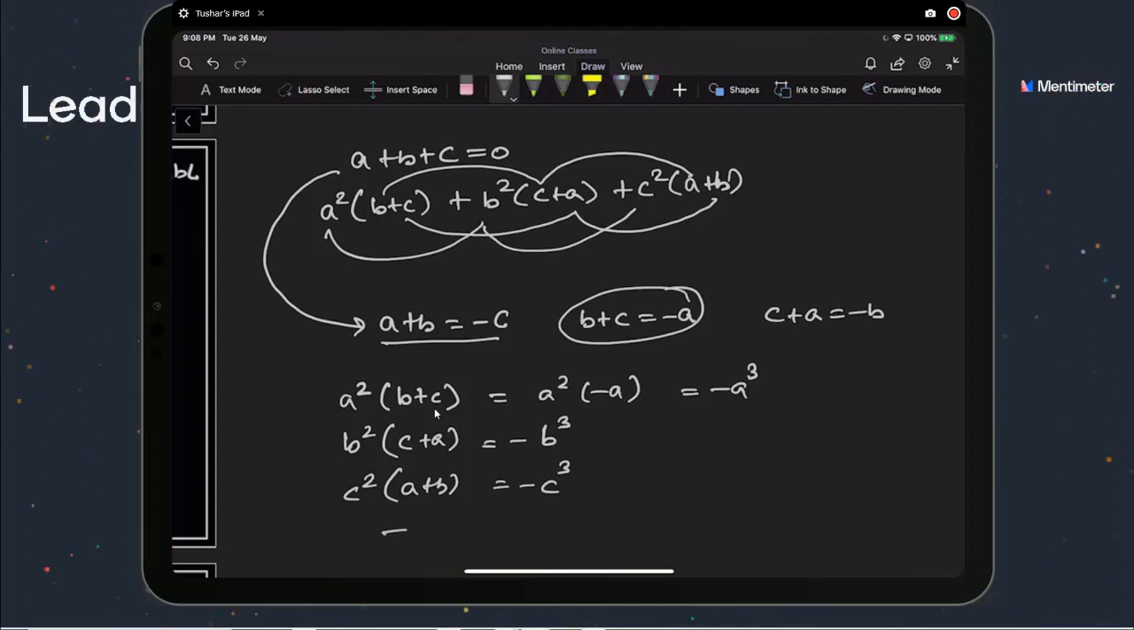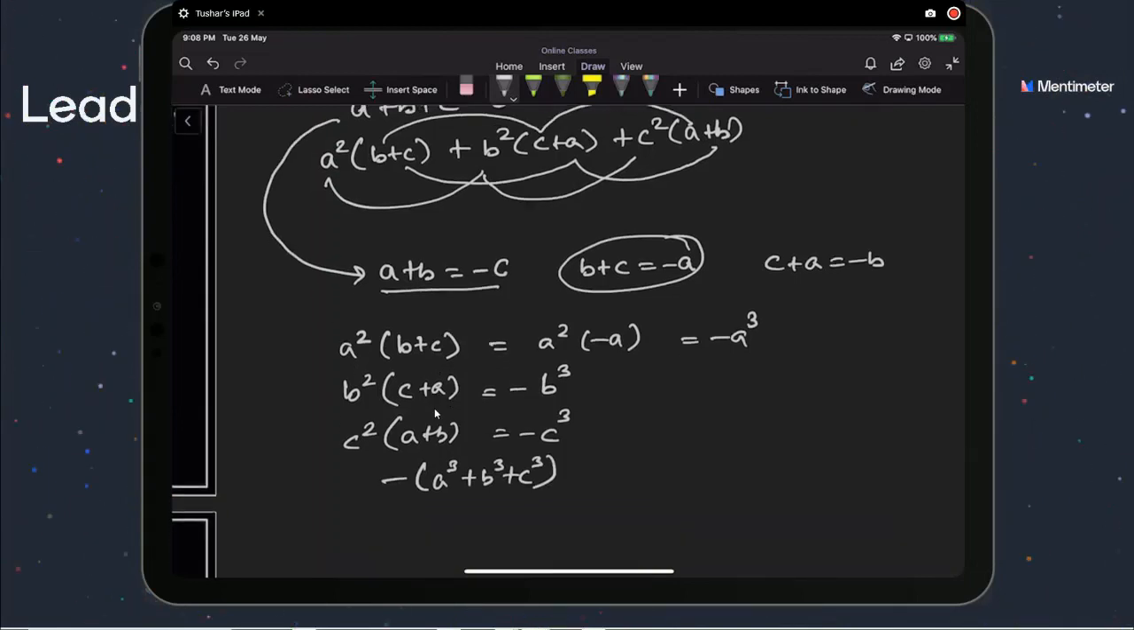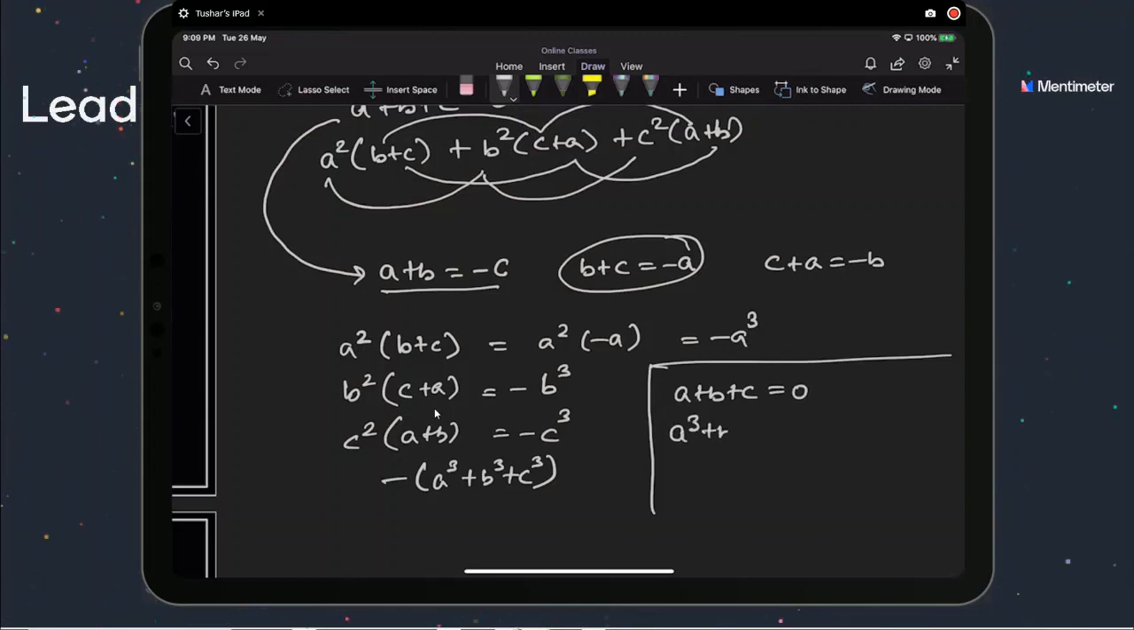So adding all of them, a cube plus b cube plus c cube, with a minus sign. Correct? Shivam, got it? And now we had a conditional identity we learned. What was the conditional identity? If you remember, if a plus b plus c is 0, then a cube plus b cube plus c cube is how much? Isn't it? Clear? So can't I replace this a cube plus b cube plus c cube by 3abc? And it is minus. Now it is clear?